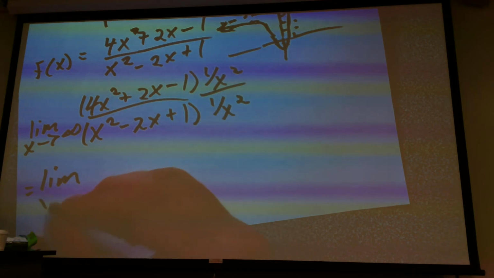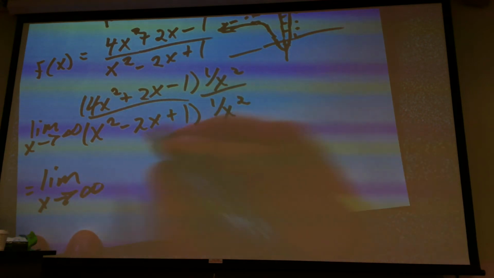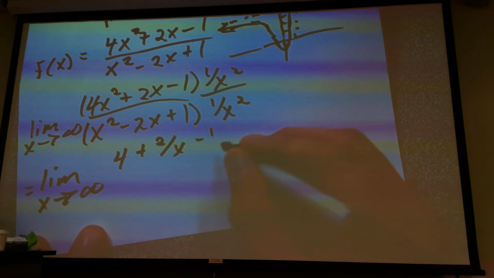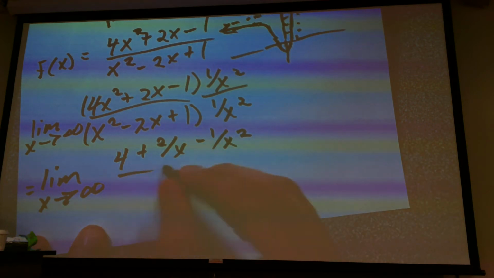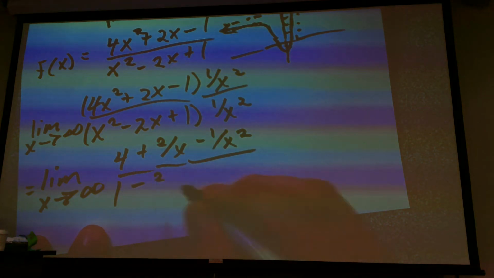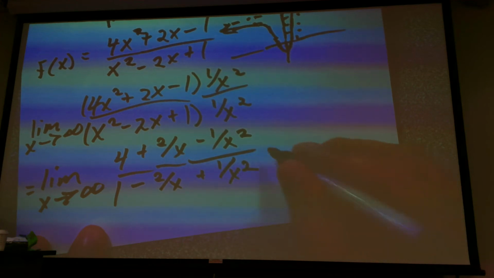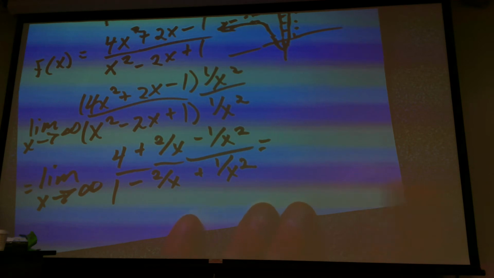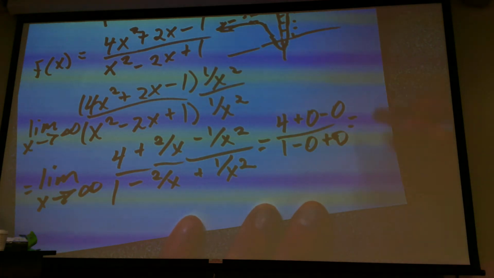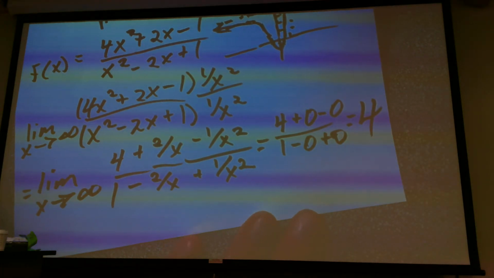That's going to equal the limit as x tends towards infinity of 4 plus 2 divided by x minus 1 divided by x squared, divided by 1 minus 2 divided by x plus 1 divided by x squared. So that would be 4 plus 0 minus 0 divided by 1 minus 0 plus 0. All of that would come out to being 4.